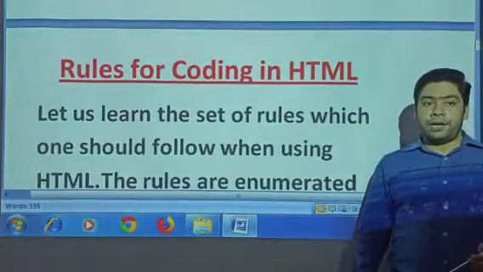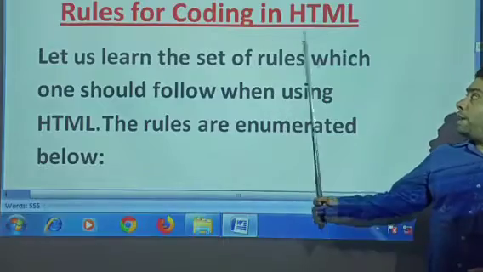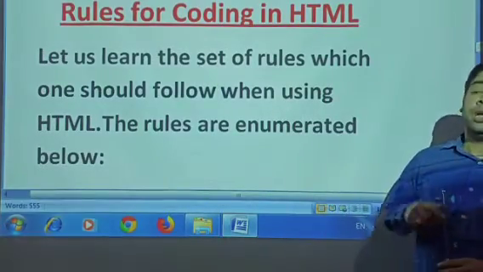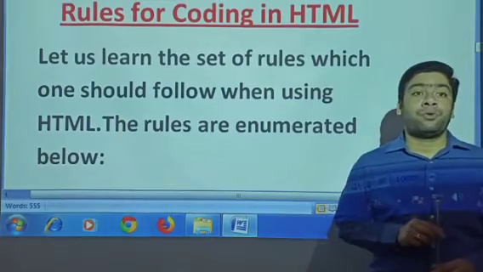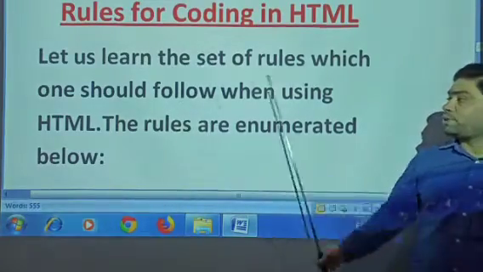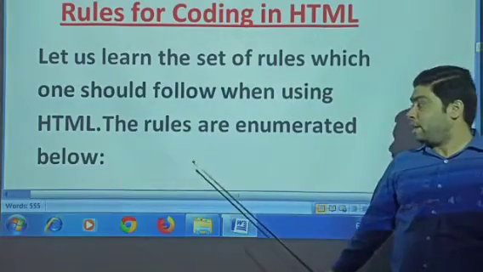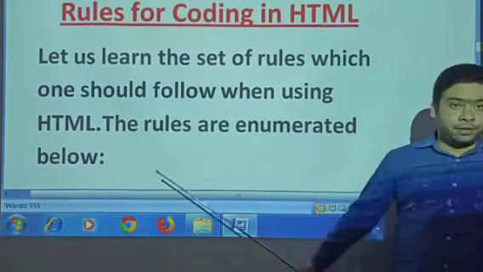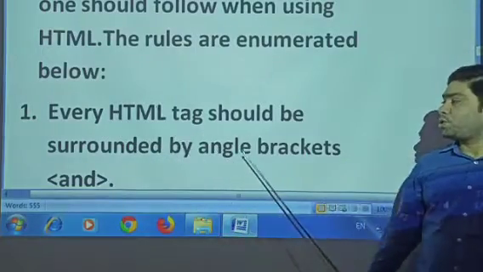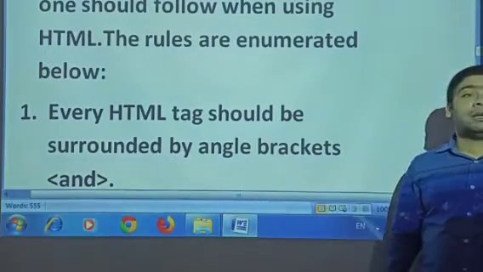Rules for coding in HTML. What are the rules? Whenever we use a tag, some rules apply. What are these? Let us learn the set of rules which one should follow when using HTML. The rules are given below. The first one is that every HTML tag should be surrounded by angle brackets.